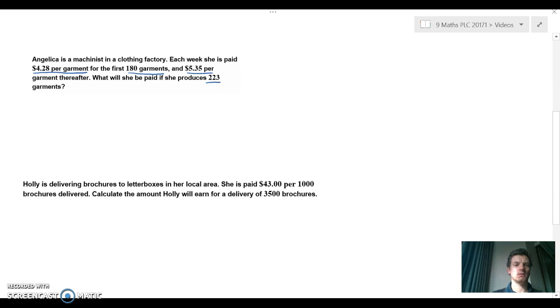So first thing we're going to do here is find out the difference to work out how much extra she's being paid. So what I'm doing is I'm taking my 223, which was the total, and minusing the 180. So we do that, and we end up with 43. So she's going to be paid $5.35 for the 43 garments she's produced.